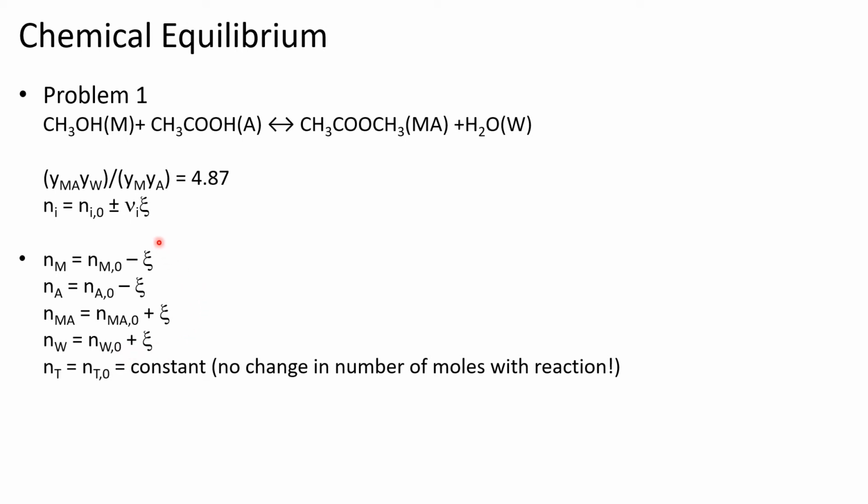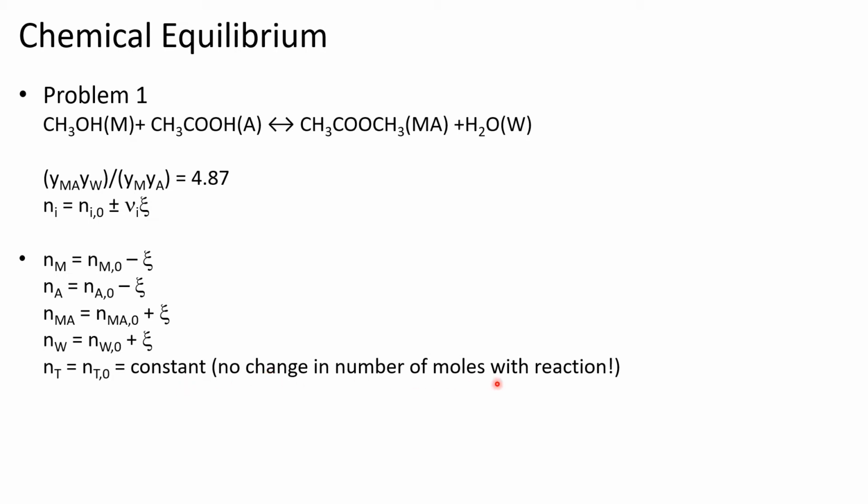If we sum these all up, we'll get the total number of moles that come out. So if we sum up the number of moles of methanol, acetic acid, methyl acetate, and water, what we find is that we have a minus 2 xi total, plus 2 xi. So the xi's all cancel when we sum these up. The total number of moles that come out, n sub T, is exactly equal to the number of moles that enter. It's a constant. It doesn't change as the reaction progresses.